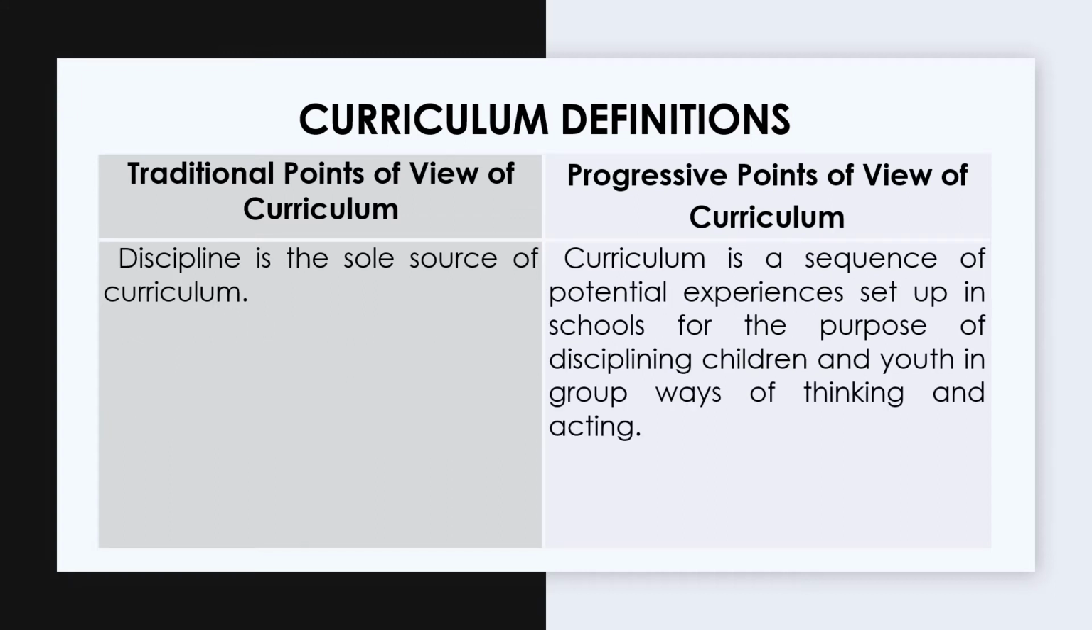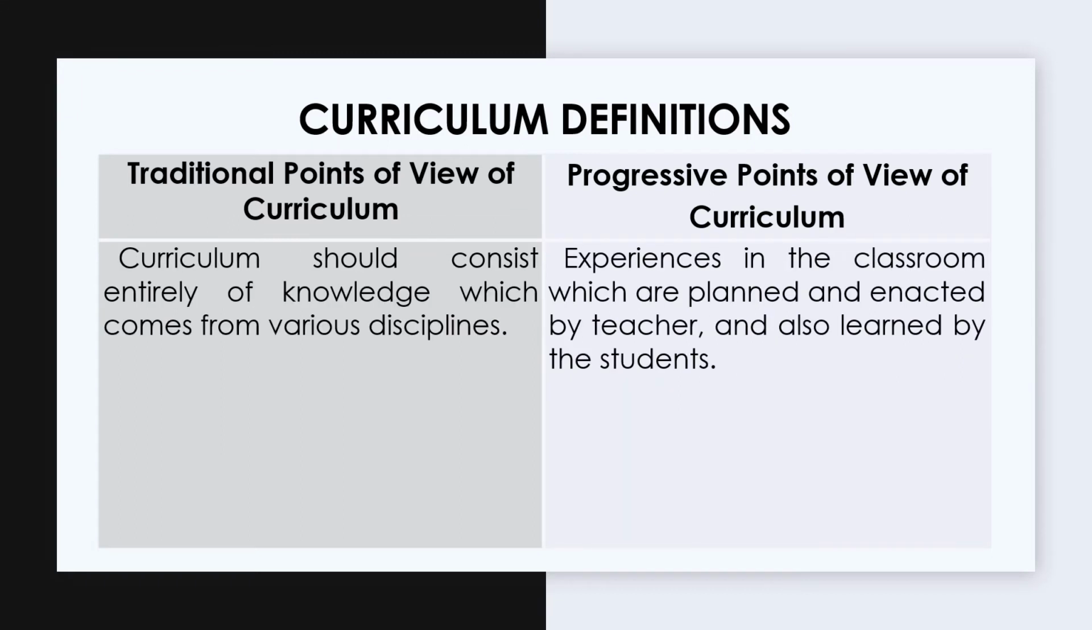discipline is the sole source of curriculum. Okay, the discipline that is being referred to here, in the traditional points of view, is talking about how to discipline learners, to be refined, or to manifest good behavior. Then for the progressive, sequence of potential experiences. So okay, this is repeated. As I mentioned, this is just a tabular presentation of the different definitions of what curriculum is. Okay, entirely of knowledge. That actually consists of knowledge which comes from various disciplines. The various disciplines being referred to here are the different subjects. For the progressive points of view, experiences in the classroom, planned and enacted by the teacher, also learned by the students. So it was repeated.